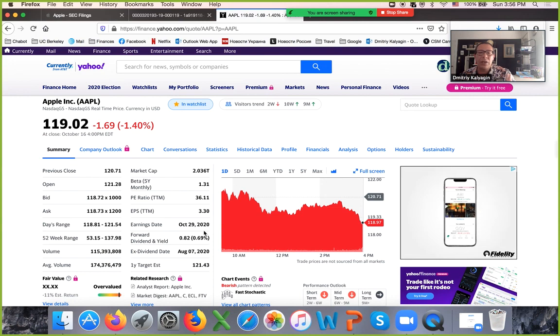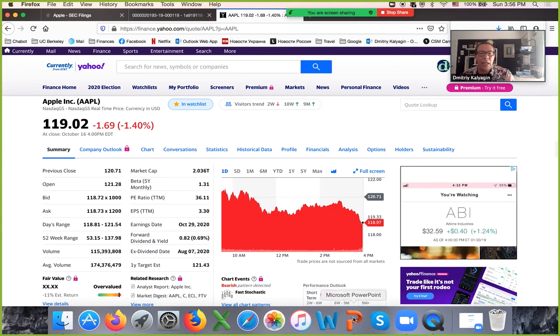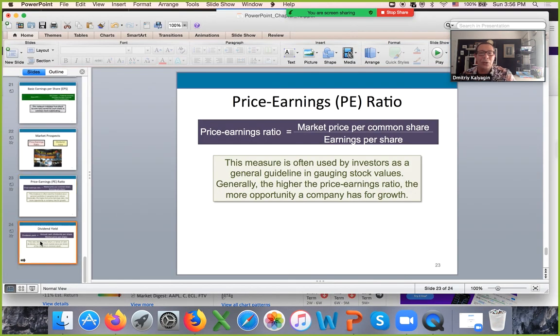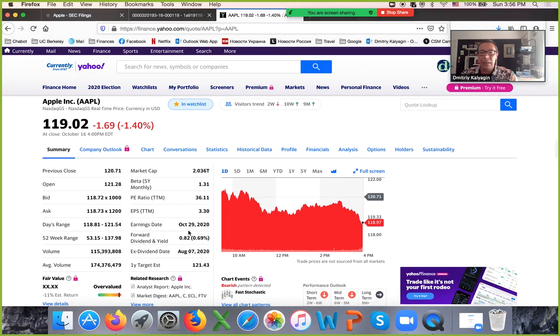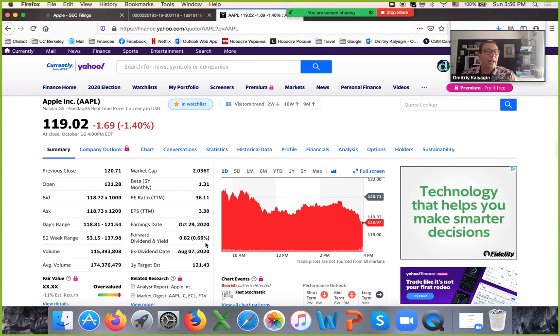And the second ratio is dividend yield, and the last we're going to talk about in this group. We take annual cash dividends per share of common stock, and we divide it by the market price per share. And it just, the higher the percentage, the higher the dividend yield it gives to its stockholders. And so, guys, when we are looking at the dividend yield, it's right here, only 0.69%, not very high.